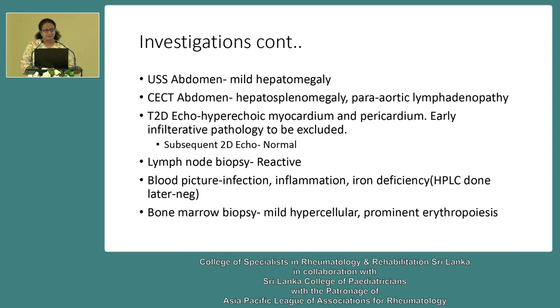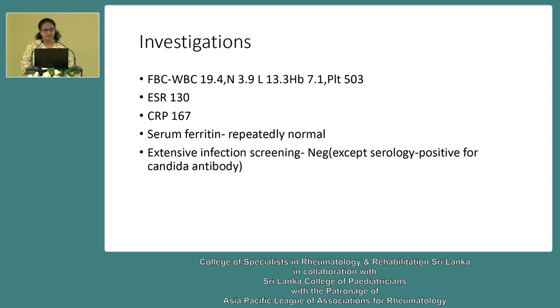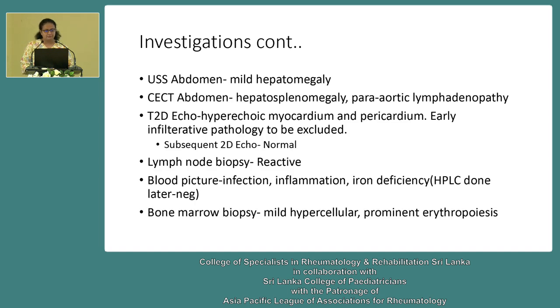And scan abdomen, however, the hemoglobin, the blood picture done at this point revealed infection or inflammation with iron deficiency anemia, and the HPLC had been negative for any hemoglobinopathies. CT abdomen done at this point revealed hepatosplenomegaly and paraortic lymphadenopathy as well. So the lymph node biopsy had been reactive, and the bone marrow biopsy was not showing any atypical cell infiltration.